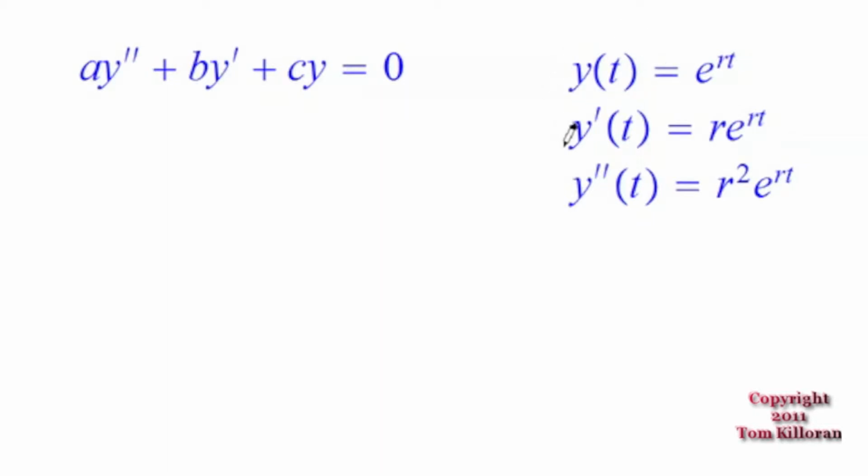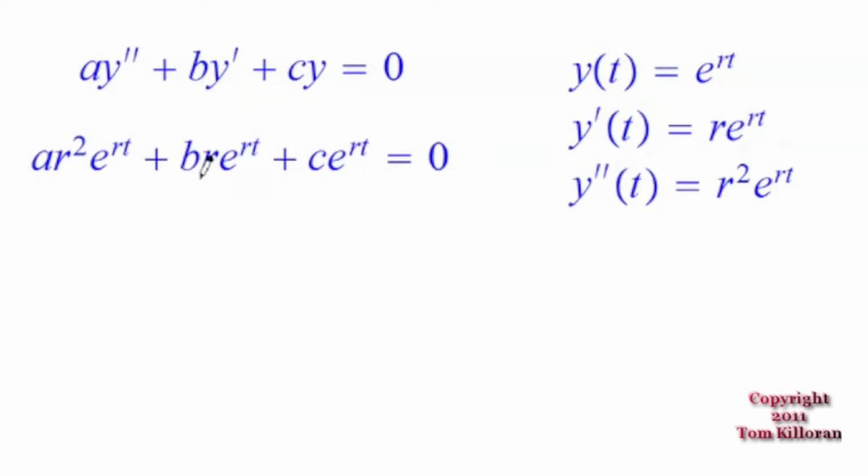And if I take its derivative, I would get r e to the rt. And if I take a second derivative, it becomes r squared e to the rt. And we can substitute that back into this equation and see what happens. So if we substitute back into the equation, we get this, where y double prime becomes r squared e to the rt, y prime is r e to the rt, and y is just e to the rt.